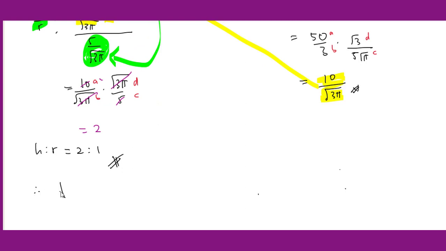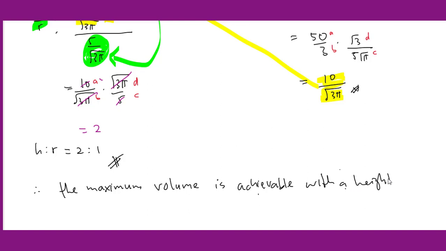Therefore, the maximum volume is achievable with a height to radius ratio of h over r equal to 2. So this is the answer for this question.